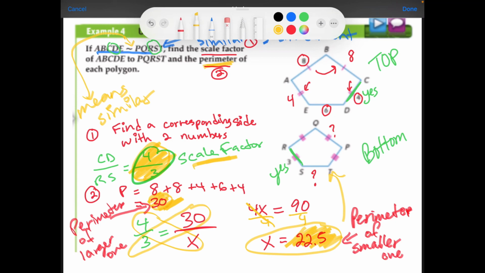So once again, we used our understanding of scale factors. We found the scale factor, we found the perimeter of one of them, and we used the scale factor to write a proportion and solve for our missing perimeter. All right, I hope this makes sense.